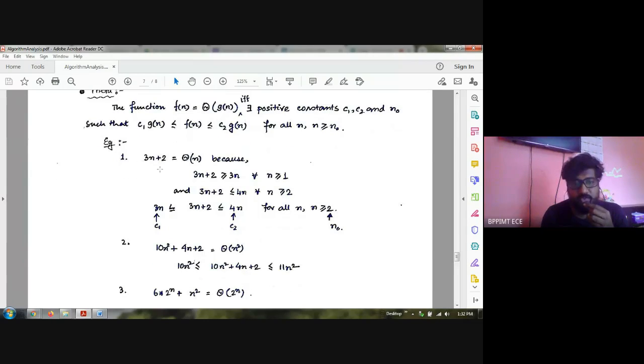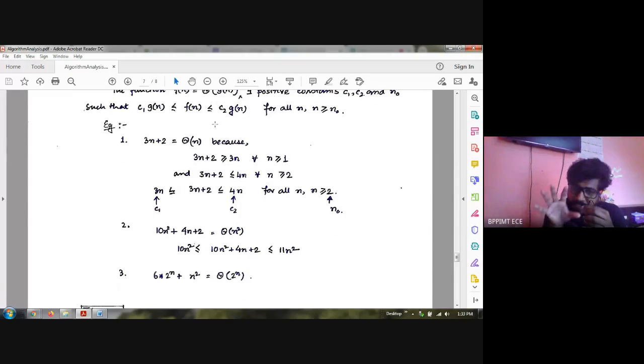So for example, 3n plus 2, the same example. 3n plus 2 is greater than or equal to 3n. We have just seen the big omega, which is true for n greater than or equal to 1. And also 3n plus 2 is less than or equal to 4n for all n greater than or equal to 2. Now if we combine these two, the ranges intersect. So for n greater than or equal to 2, we are satisfied that 3n plus 2 lies in the range 3n to 4n. Here 3n is going to be c1 and 4n is going to be c2. So this condition is satisfied for all n greater than or equal to 2, and this is your n0.